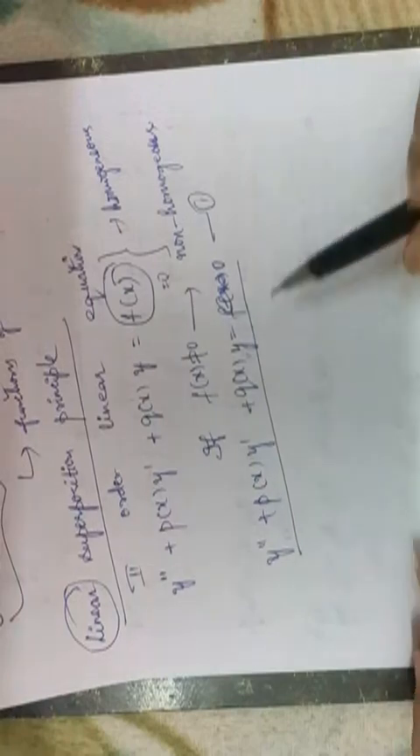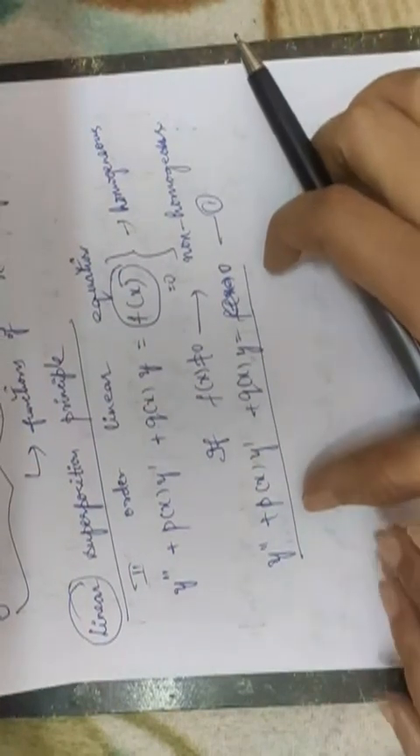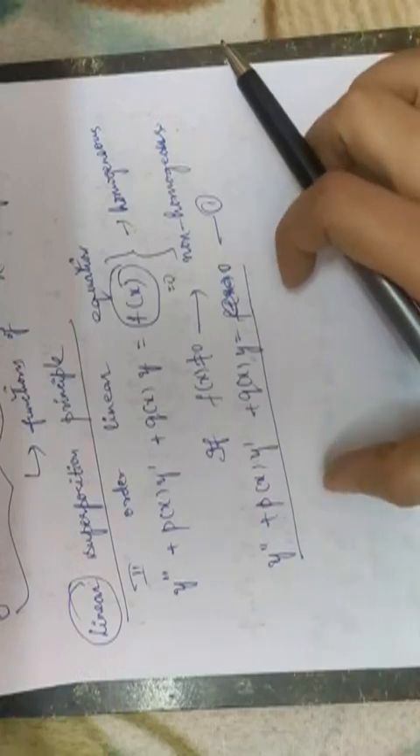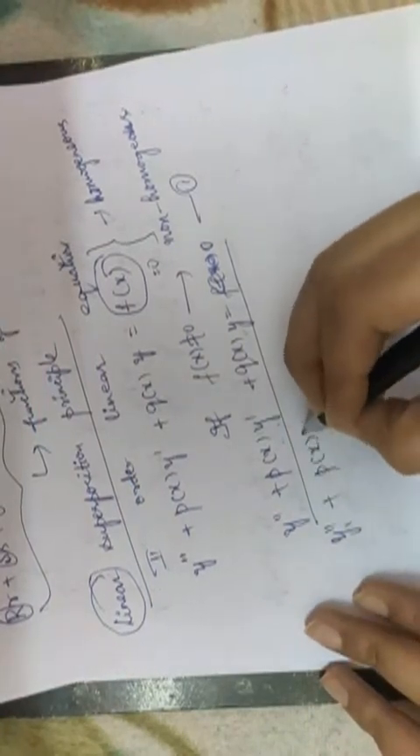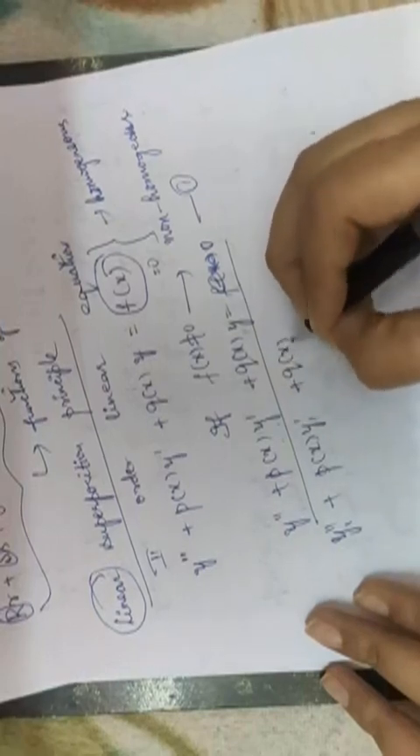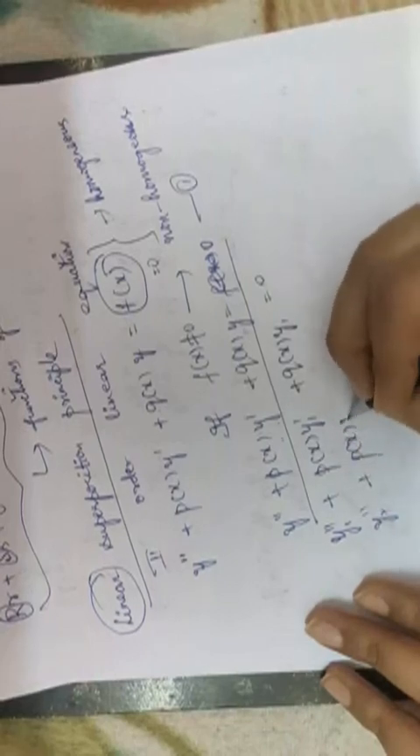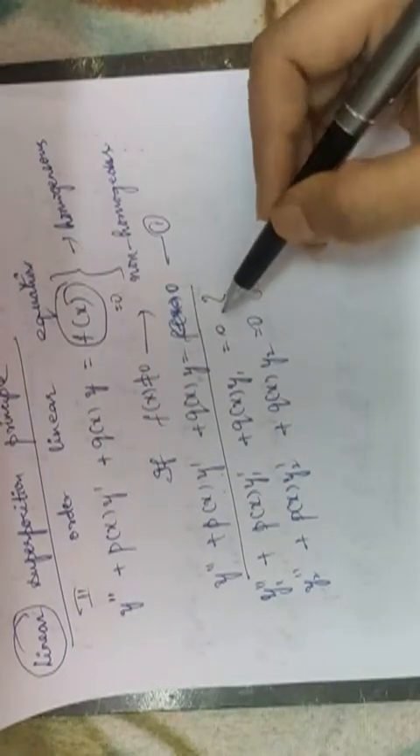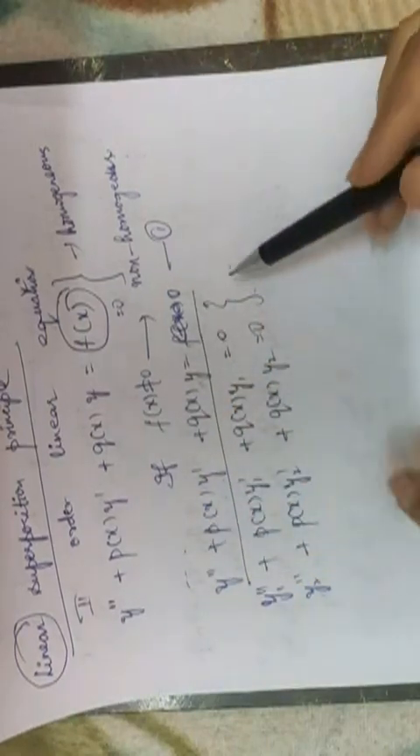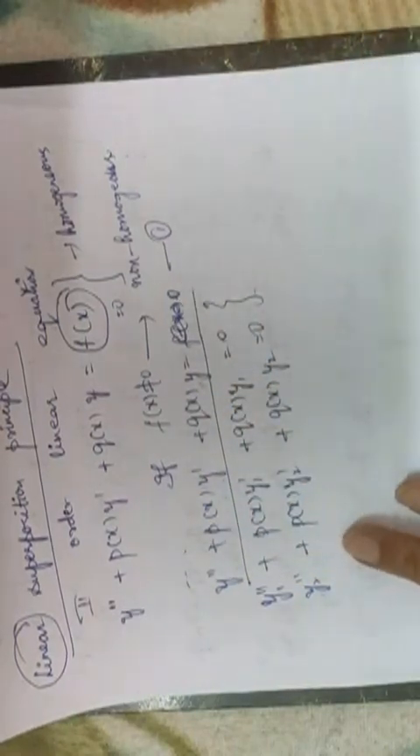So if this is my differential equation, and if I say y1 and y2 are solutions of this equation, then we can write y1'' + p(x) y1' + q(x) y1 = 0, and y2'' + p(x) y2' + q(x) y2 = 0. We have seen all these things in our ODE classes itself, right? If y1 and y2 are the solutions of this equation, then we can write this equation in this form, right?